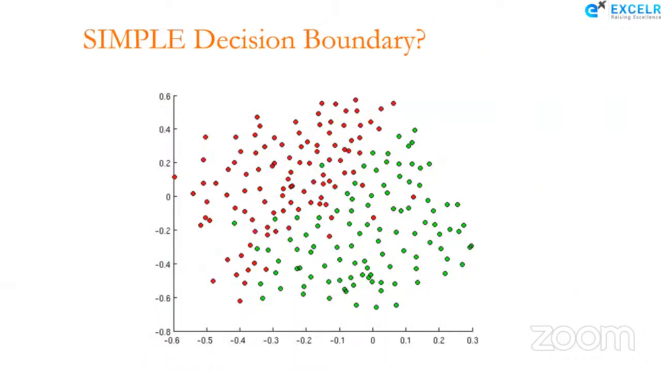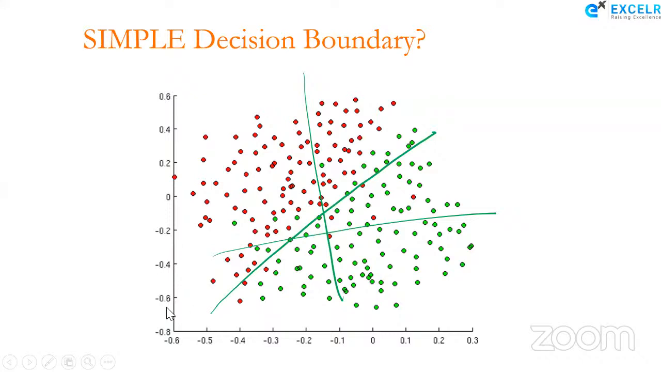So tell me guys, what kind of a line can I draw in order to separate the red and green data points? If I want to draw a simple decision boundary, how should I draw the line? Should I draw the line like this? Should I draw the line like this? Or what do you think? Should I draw the line like this? How should I draw the decision boundary?